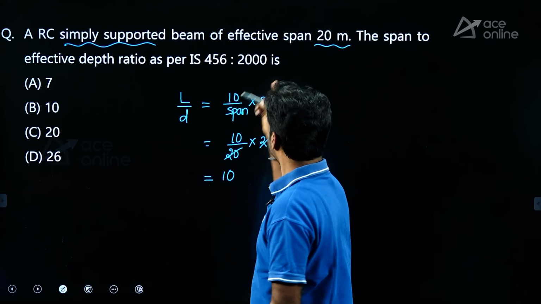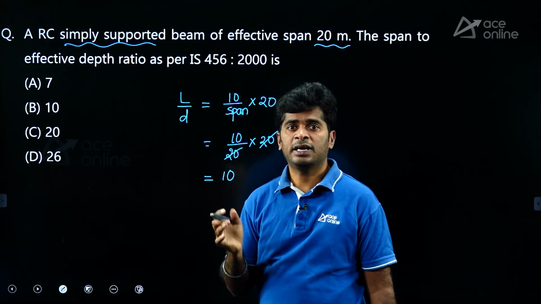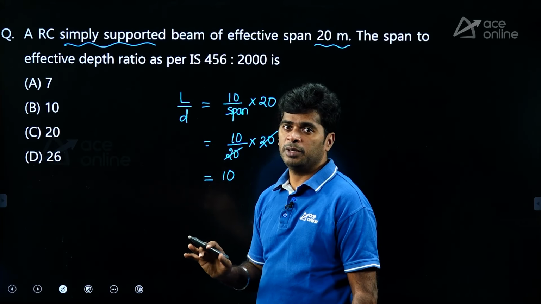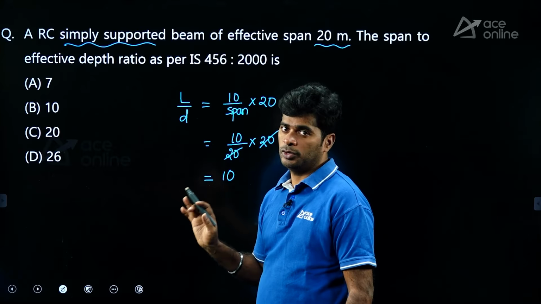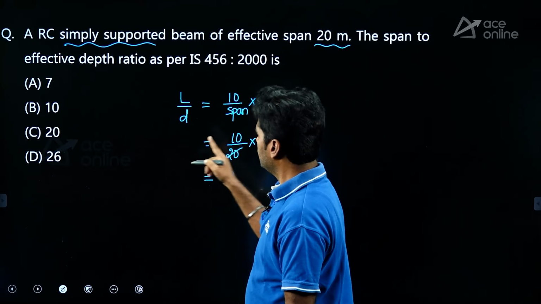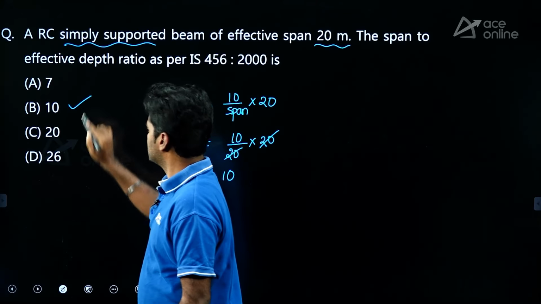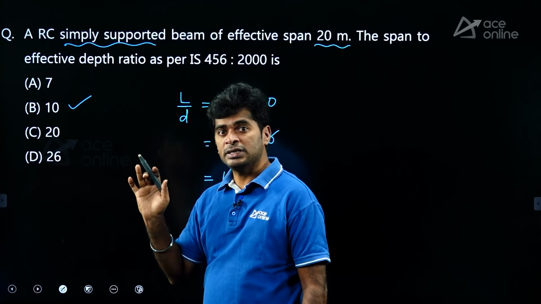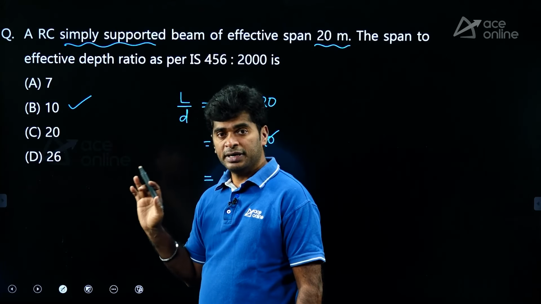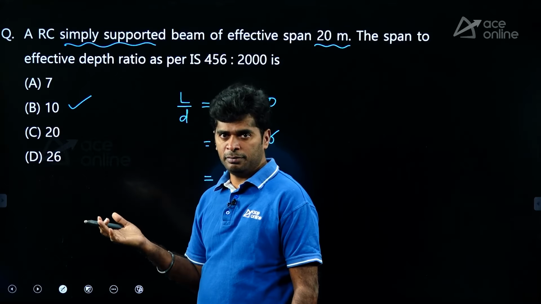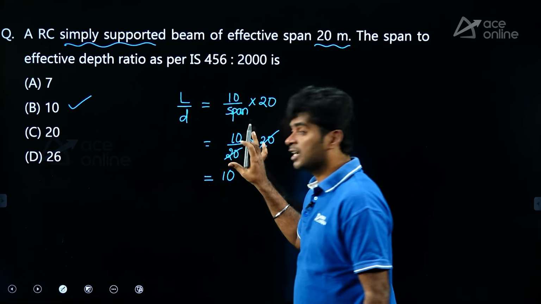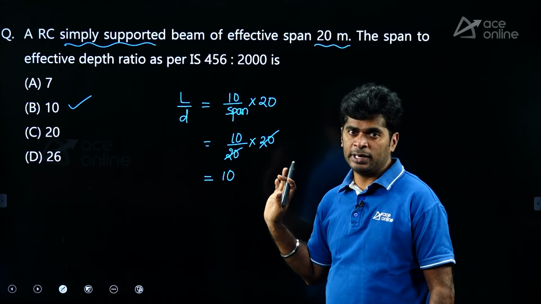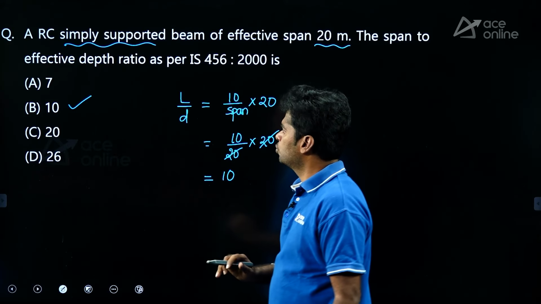Okay. Suppose the span is given less than 10 meter or up to 10 meter, for a simply supported beam, the L by D ratio is 20. For the given question, option B is correct. Option C is correct if the span is less than 10 meter, but the given span is more than 10 meter. So, you can find the L by D ratio like this, 10 upon span into 20. Okay. Right. Move to the next question.